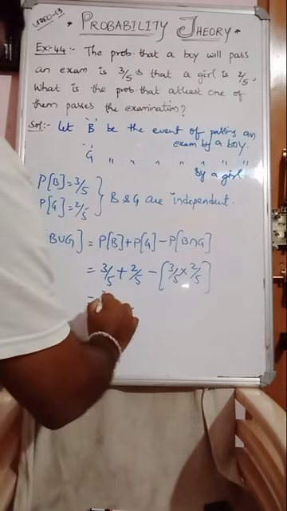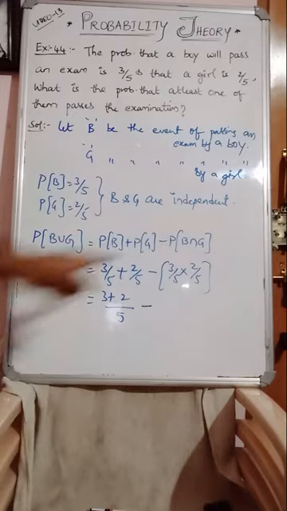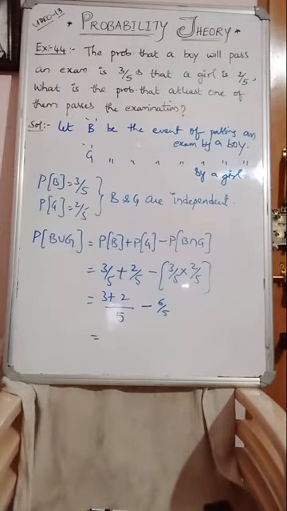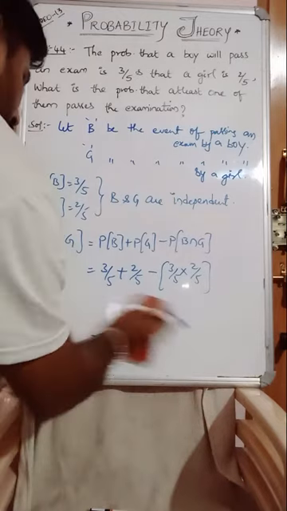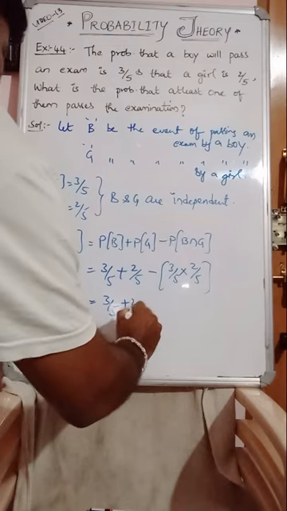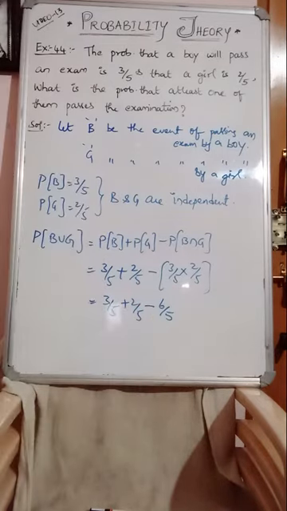LCM will become 5. Here 3 plus 2, so 5 by 5, 1, minus. This will become 6 by 5. So how much will it be? 3 by 5, 1 second. This can be taken as 3 by 5 plus 2 by 5 minus 6 by 5.